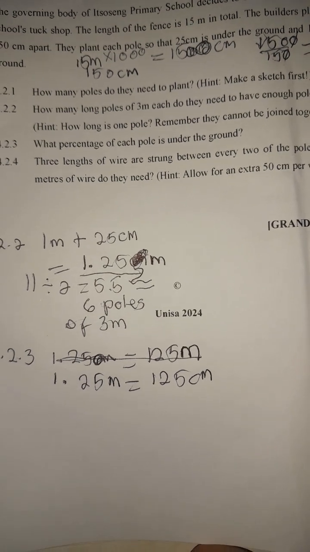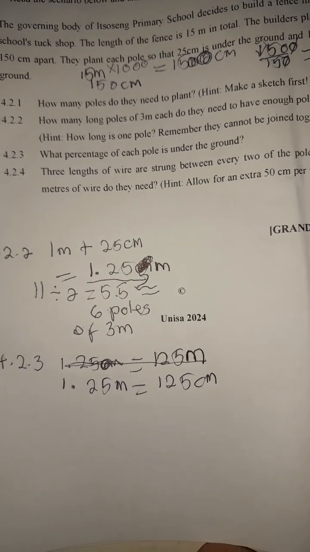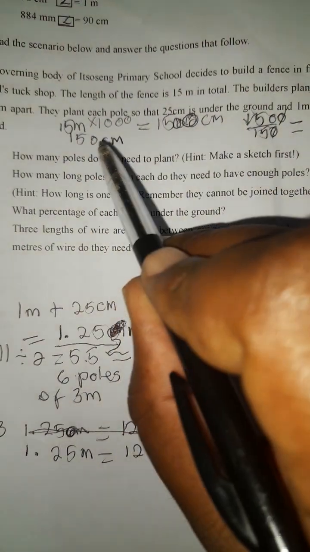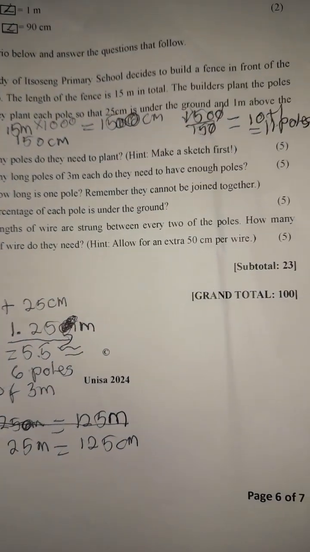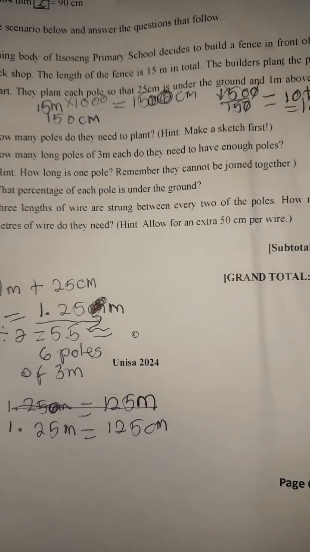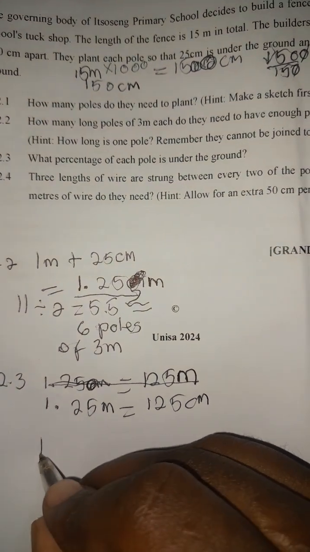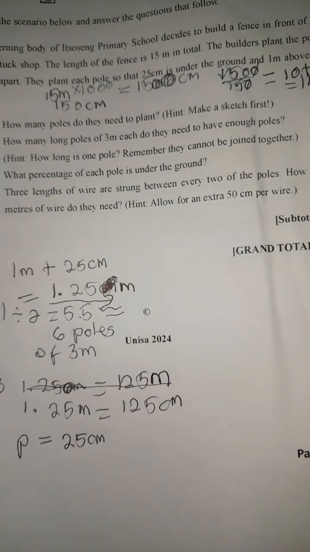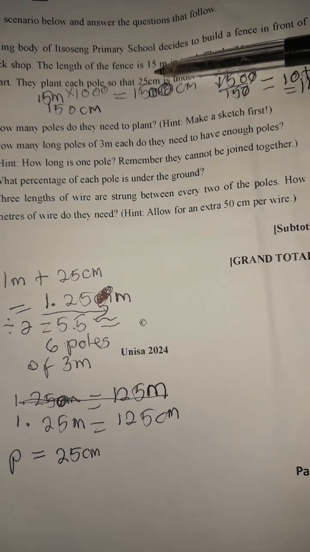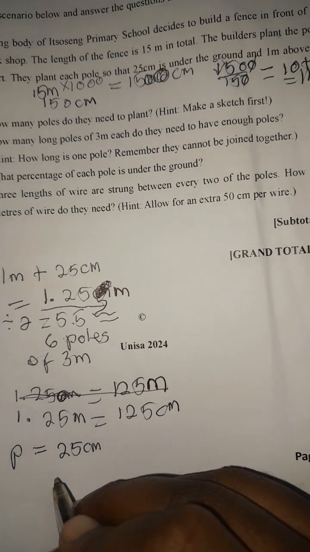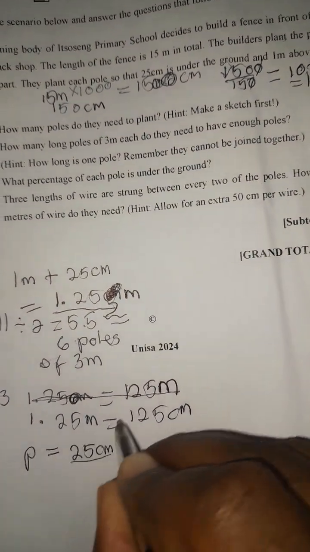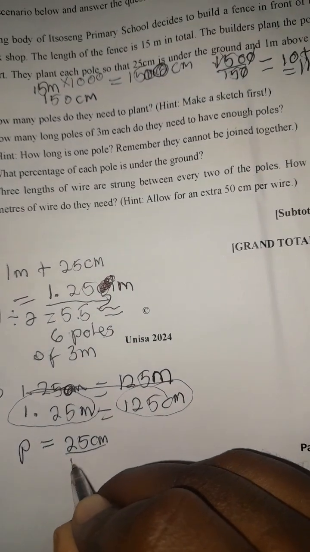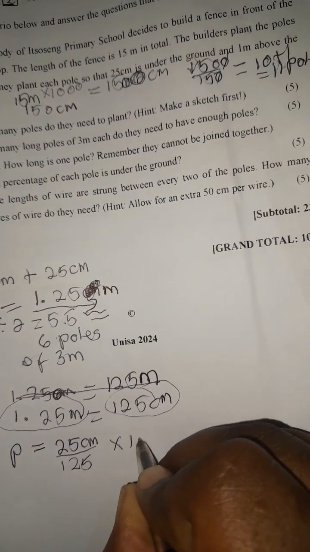After finding that, we need to find, remember, the portion of the pole underground. We were told at the top that they plant each pole so that 25 centimeter is underground. So when we want to find the percentage, it will be 25 centimeter. Don't ask me where I got that 25. I get it here because we are given that 25 is underground. So divided by the 125 centimeter that we have converted from 1.25, and then multiply by 100 since it's a percentage.